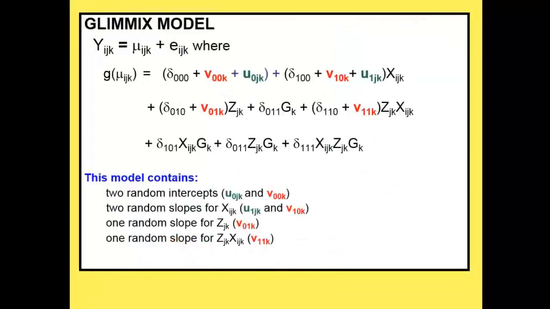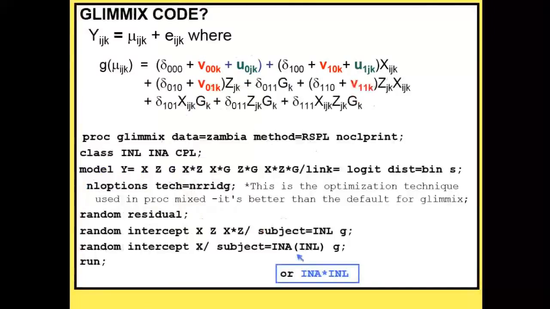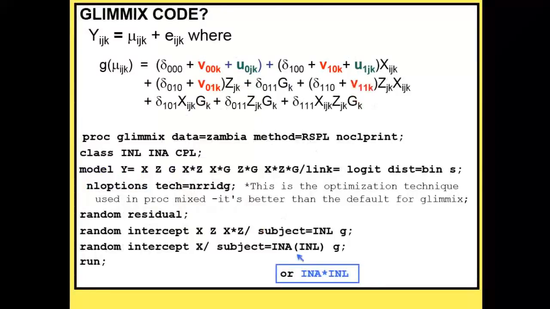Well, first of all, again, I've written this model again. This model contains 2 random intercepts, 2 random slopes for x, just like I said, 1 random slope for z, and 1 random slope for the product. I already said that, but that's just summarizing that again. So what do you do next? What you do next is you write the code for this. This tells you what the code should be. This is where you've got to look at the model and look at what the code is.